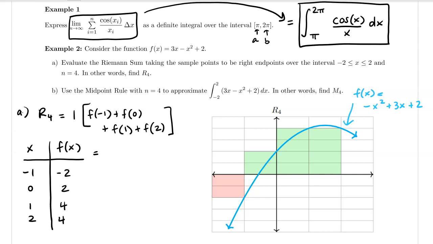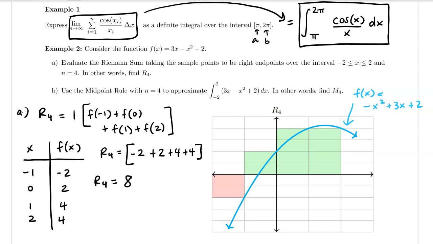So now if I am continuing on my calculation for r sub 4, we have r sub 4 is equal to 1 times f of -1 is -2, f of 0 is 2, f of 1 is 4, and f of 2 is also 4. Notice that I dropped the 1. Now I'm just going to go ahead and add those together. -2 plus 2 is 0, and then 4 plus 4 is 8. So we have that our right Riemann sum with 4 subintervals is equal to 8.